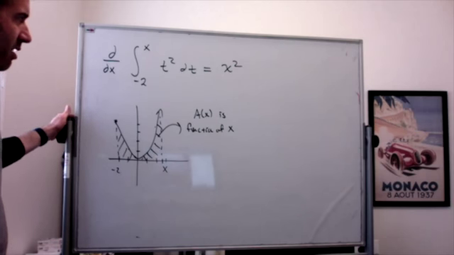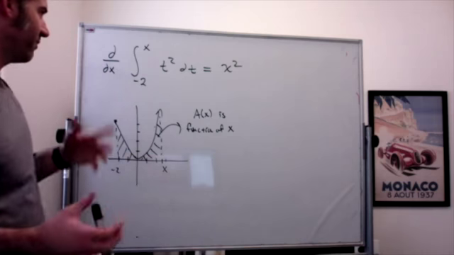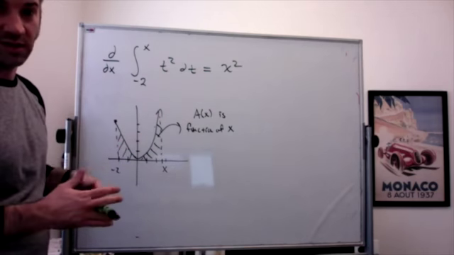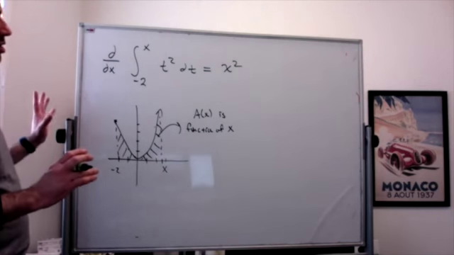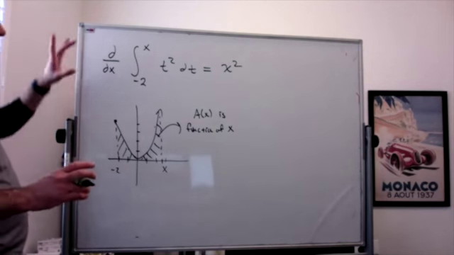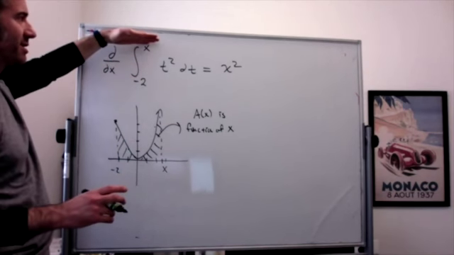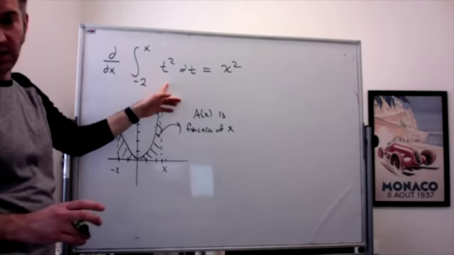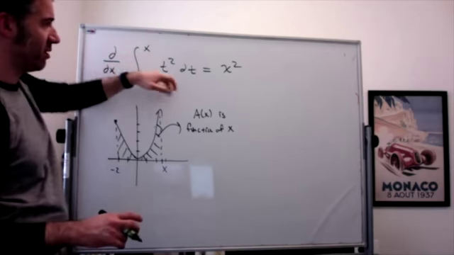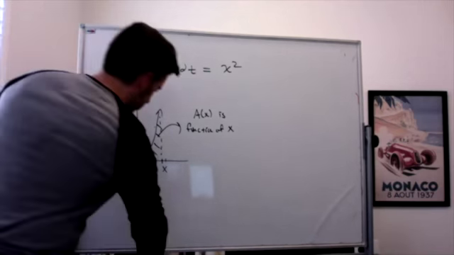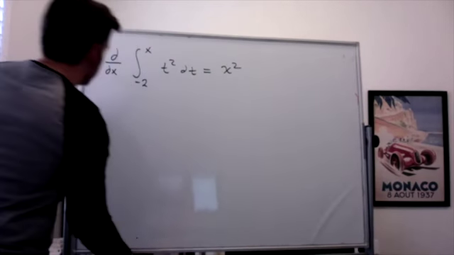I want to say something else, but I feel like it's kind of circular reasoning, so I feel like I shouldn't. But this is kind of the whole idea, that you can just straight away say the derivative of the antiderivative from a constant to x. I said antiderivative, I mean integral. The derivative of the integral from -2 to x of t squared is just x squared. And this works for any function.